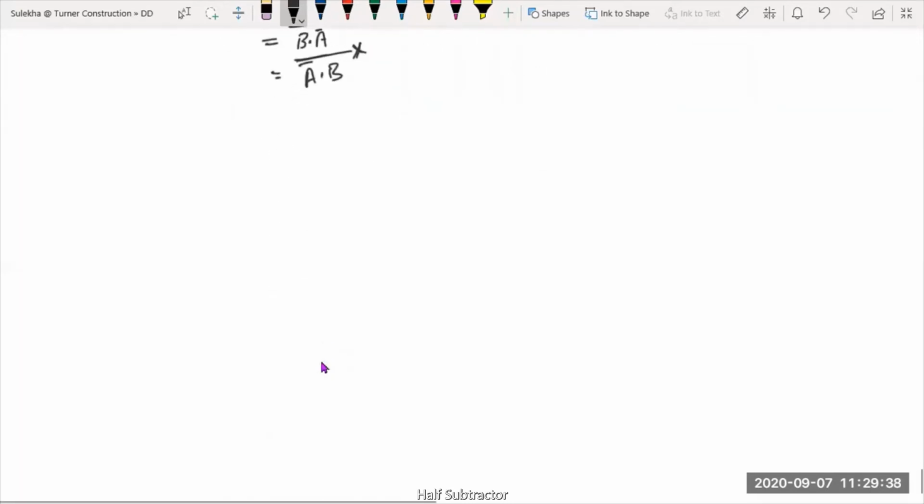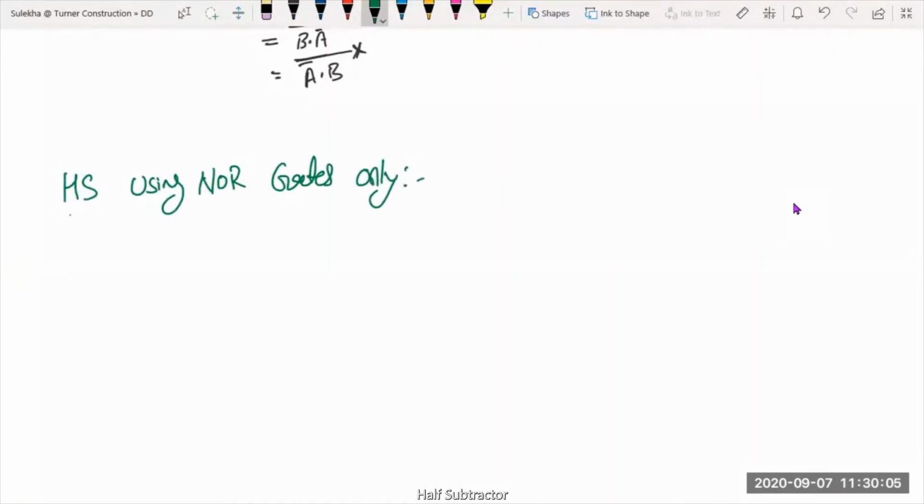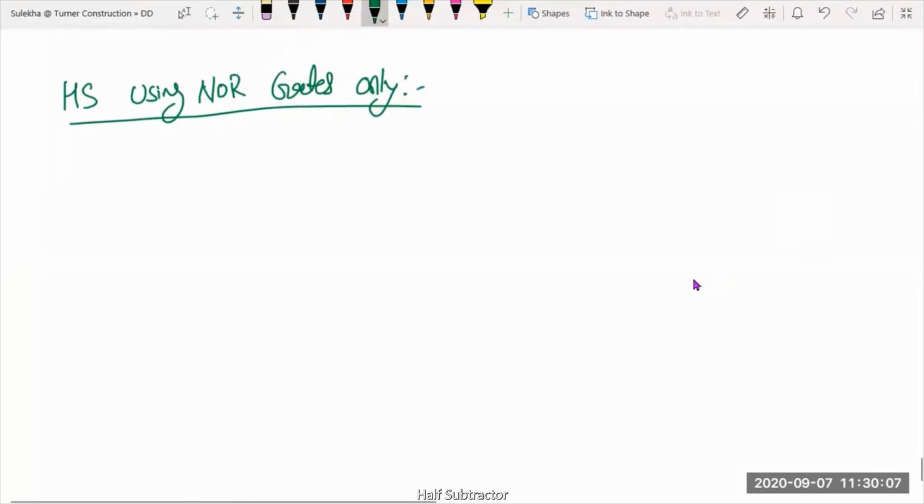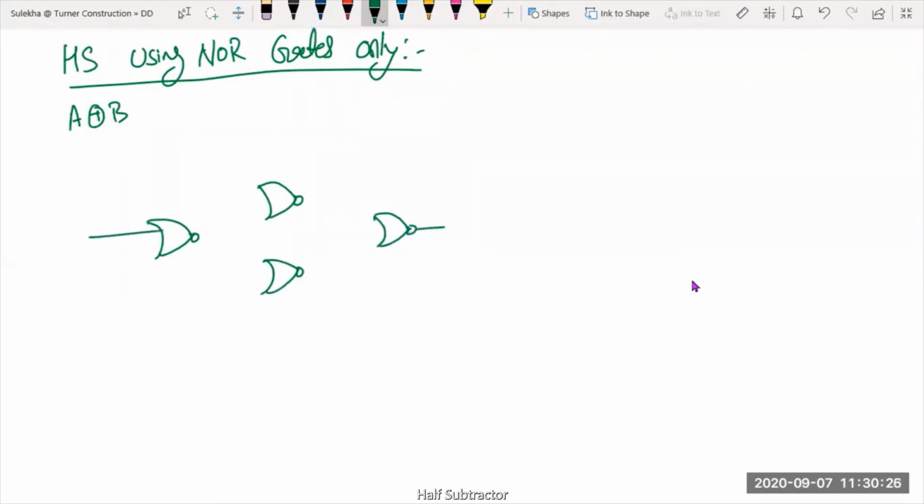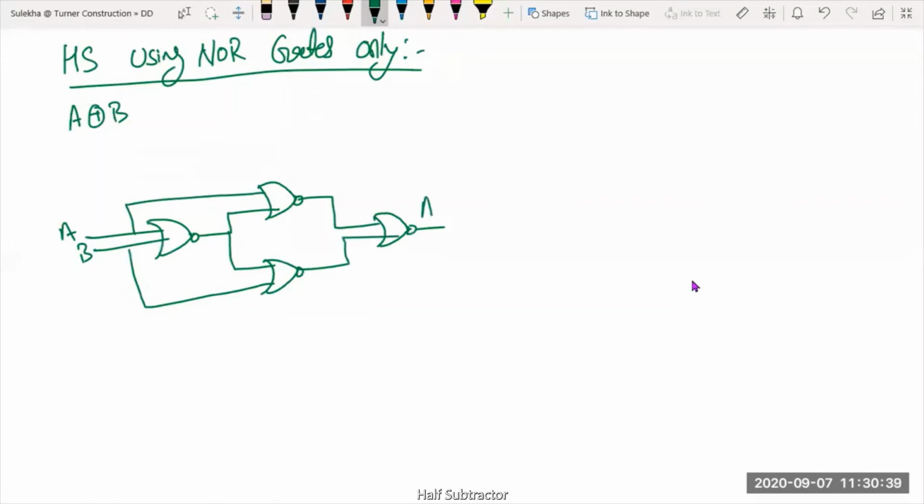Now, if you want to design this half subtractor using NOR gates only, then again you know the implementation for A XOR B. If you design your circuit in this way, here it is A and B, and here you are getting A XOR B. If you take one NOR gate as a NOT gate, you will get A XOR B. So with this, I am getting the difference.